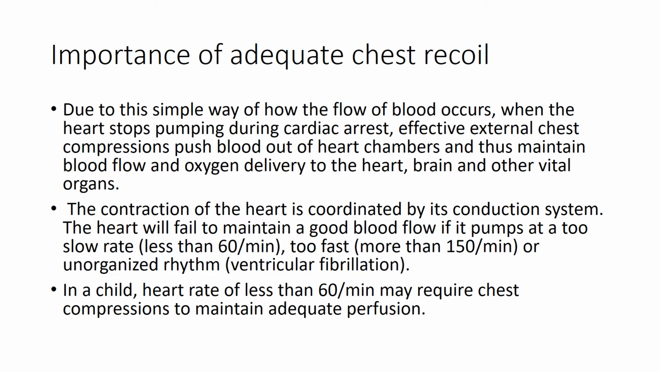The contraction of the heart is coordinated by its conduction system. The heart will fail to maintain a good blood flow if it pumps at a too slow rate, meaning less than 60 per minute, too fast, meaning more than 150 per minute, or in an unorganized rhythm, meaning ventricular fibrillation. Yeah? So in a child, a heart rate of less than 60 per minute may require chest compression in order to maintain adequate perfusion.